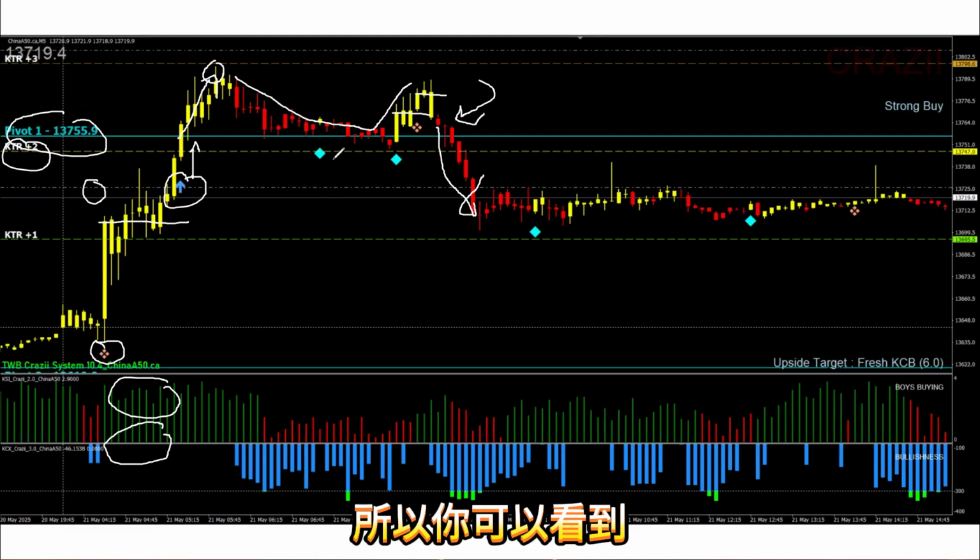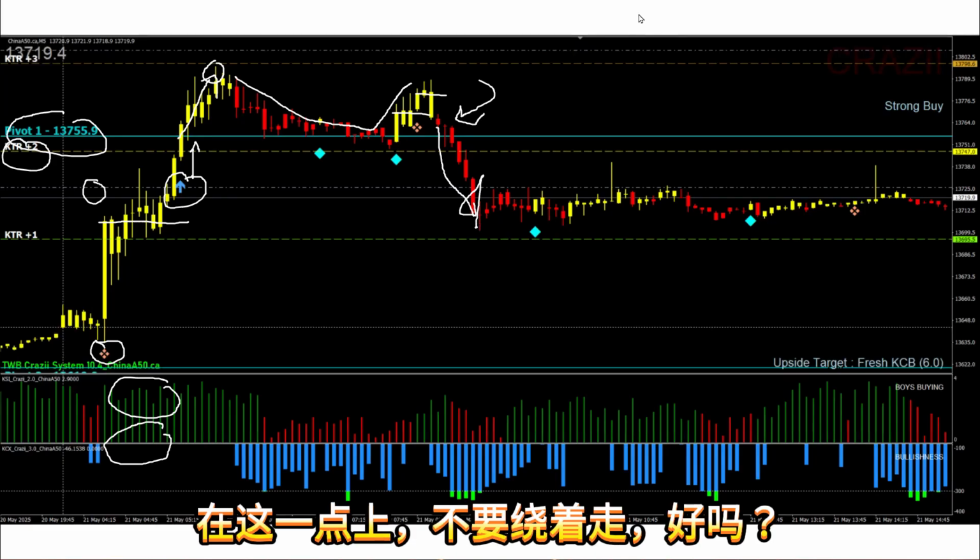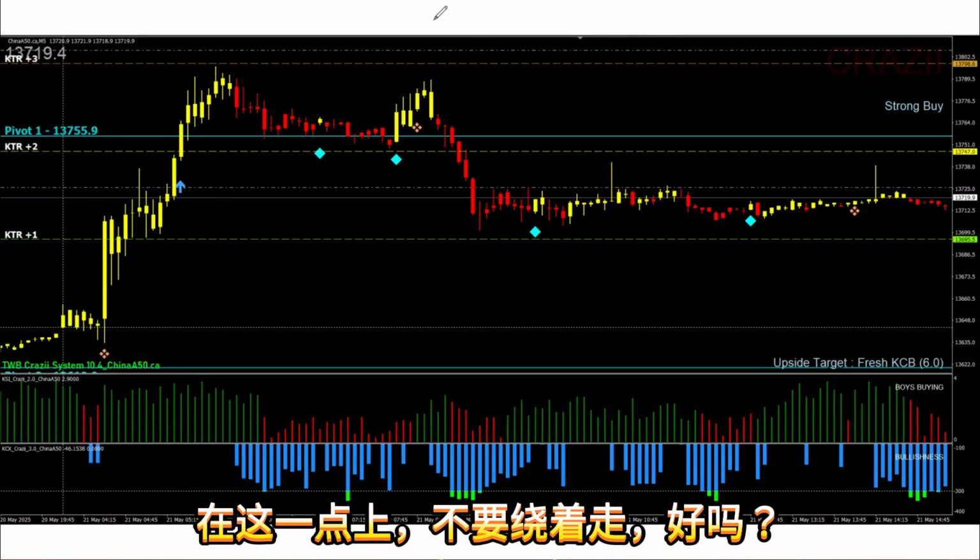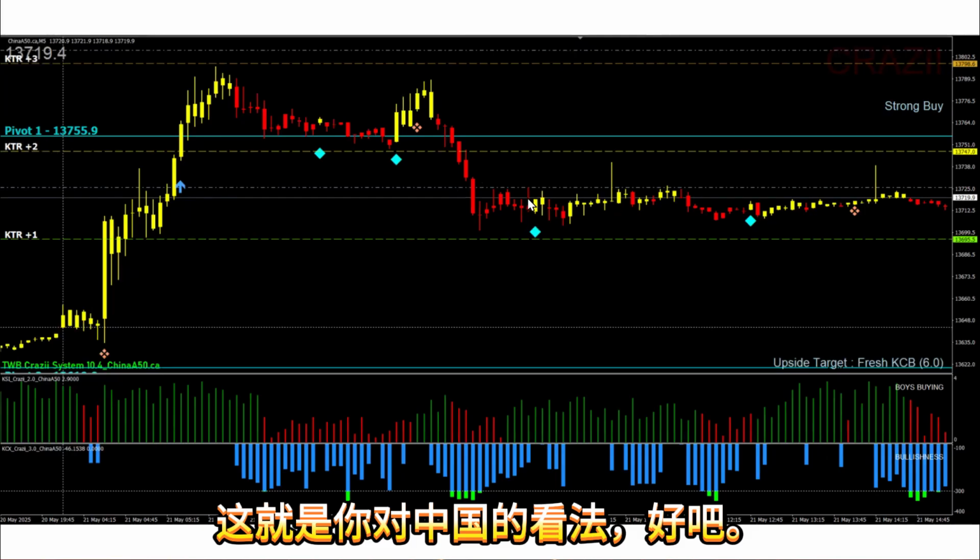Okay, so you can see that all you need to do is, whenever there's a pivot around, try to go with the direction of the market at that point. Don't go against it. Okay, so that is for you for China.